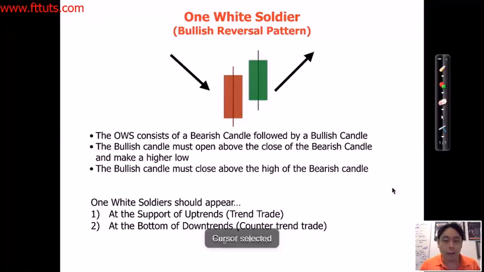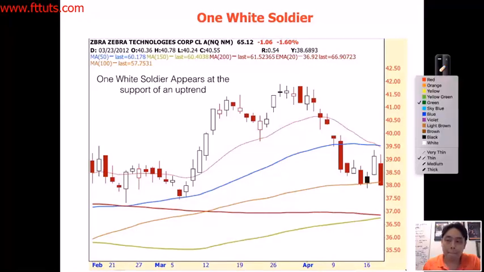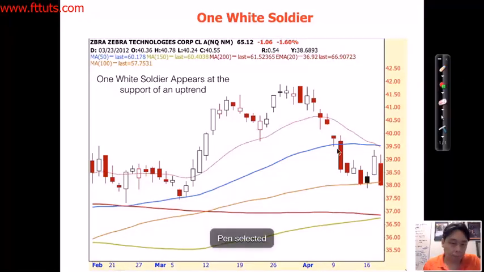Now, let's see it appear in different parts of the charts, okay? So if you take a look at this chart, take a moment and see if you can identify the one white soldier patterns. Okay, go ahead, take a couple of seconds and see if you can find any. Did you find any? Okay, there. That's an obvious one white soldier pattern. Can you see that? Is there another one? Well, yeah, this is another one white soldier pattern.